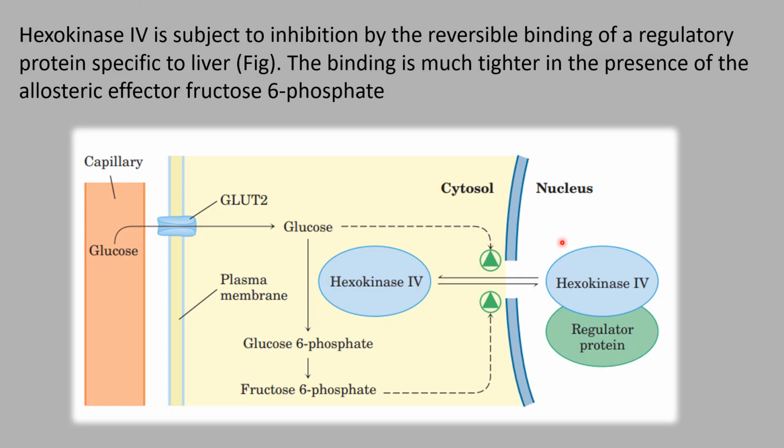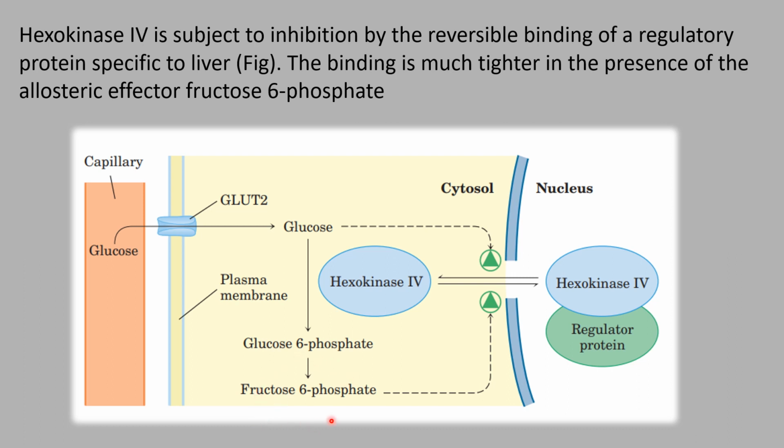Here we can see that the regulatory protein of hexokinase 4 is a nuclear binding protein that draws hexokinase 4 into the nucleus when the fructose 6-phosphate concentration in the liver is high, and it releases it into the cytosol when the glucose concentration is high. When the glucose concentration in the blood capillary is high, the glucose is transported into the hepatocyte by the transporter called GLUT2. This glucose is then converted into glucose 6-phosphate when hexokinase 4 is detached from the regulatory protein and comes into the cytosol. This only happens when the concentration of glucose is higher than the fructose 6-phosphate concentration. Here glucose is a competitor of fructose 6-phosphate.